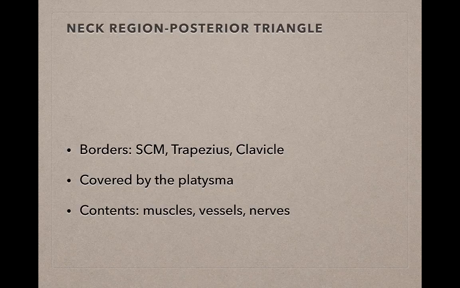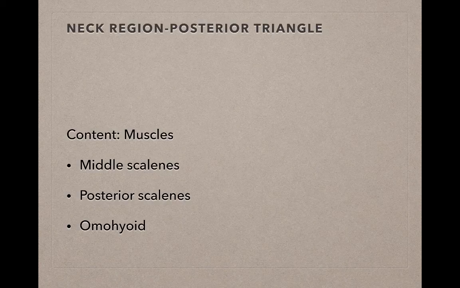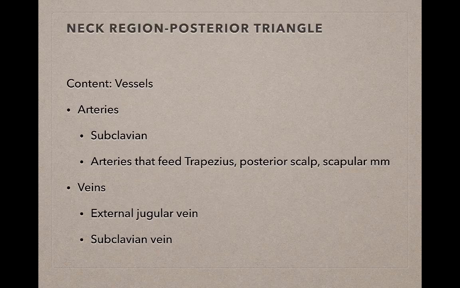So let's talk about those individually. The muscles of the posterior triangle are your middle scalenes, the posterior scalenes, and the omohyoid muscle. The vessels that travel through here are the subclavian artery, which supplies the upper extremity, and there are multiple arterial branches that feed the trapezius, the posterior scapular muscles, and the posterior scalp. If there are arteries, and we know of course there have to be veins, the external jugular vein is the primary vein that travels through the posterior triangle.